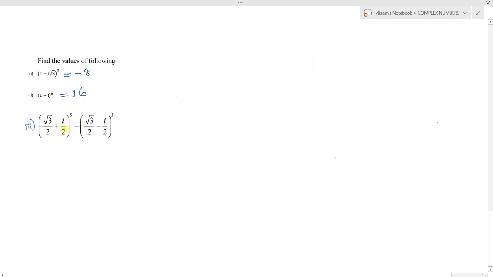The next question is root 3 by 2 plus I by 2 whole power 5 minus root 3 by 2 minus I by 2 whole power 3.